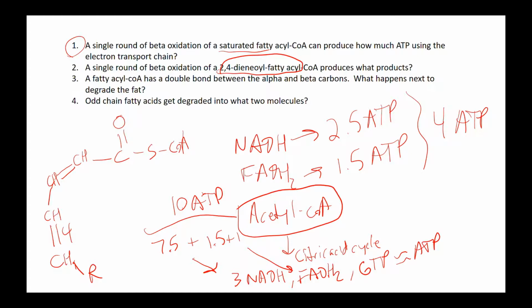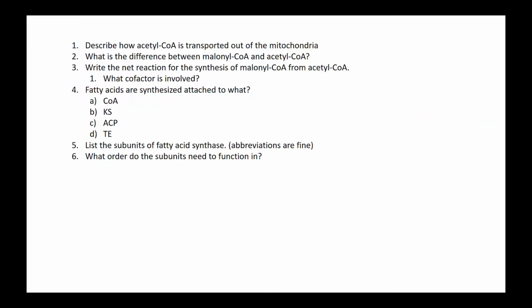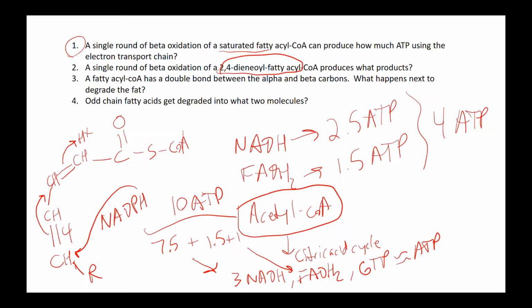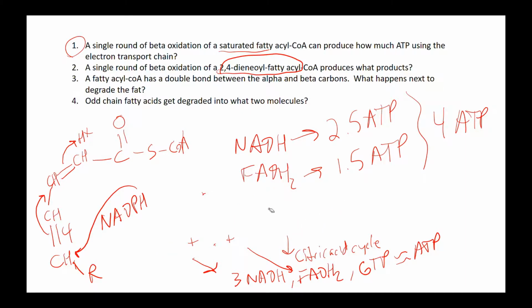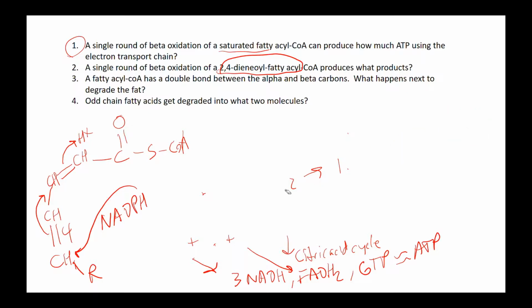Now, the way that we handle the 2,4 is we reduce it using NADPH. So we basically are going to take the hydride here, do a nucleophilic attack, and protonate it. And what does that give us? Sorry, I hate erasing all this stuff. All right, well, that now gives us a single double bond in the 3 position.